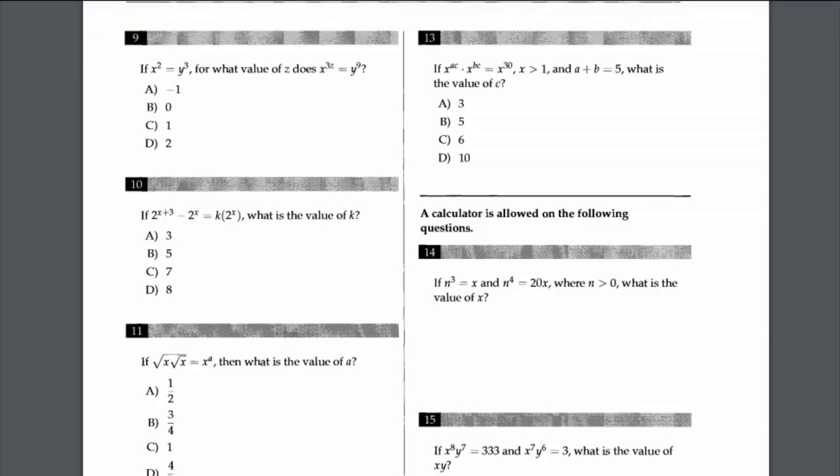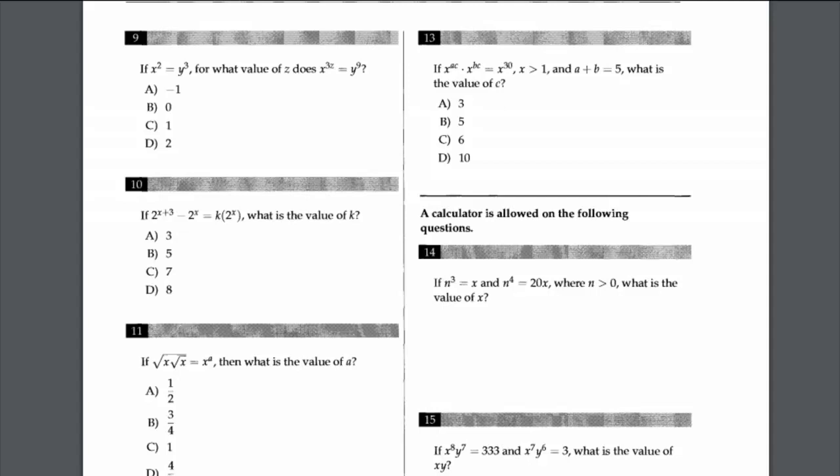Number 10: 2 to the power of x plus 3 minus 2 to the power of x equals k times 2 to the power of x. What is the value of k? If we take 2 to the power of x as a common factor between the first and the second, the first one is going to be 2 to the power of x multiplied by 2 to the power of 3 minus 1. 2 to the power of 3 equals 8, minus 1 equals 7. So it's 7 multiplied by 2 to the power of x. So k equals 7.